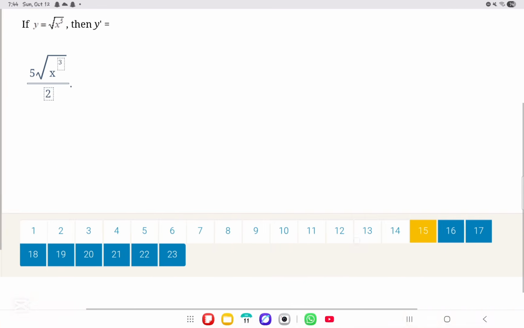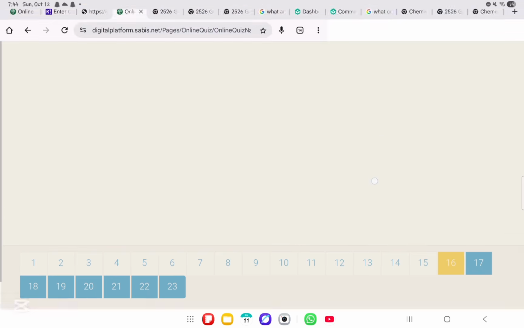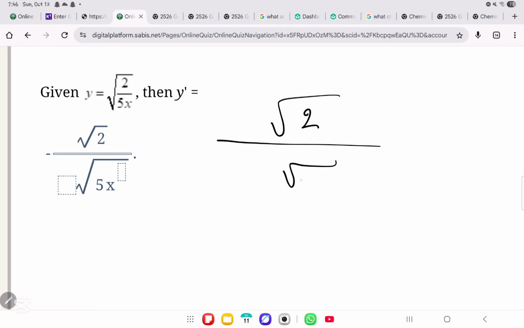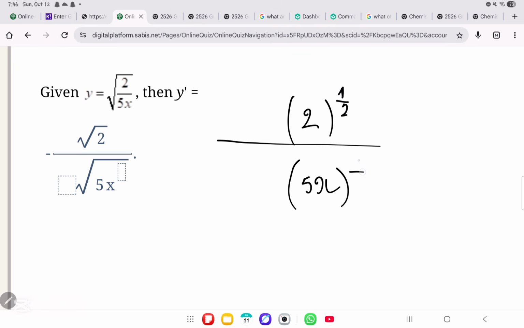We move on to question number 16. What does it say in question number 16? Perfect. Let's zoom in. It says the radical 2 over 5x, and they want to find the derivative of this. Usually, I'd prefer to split the radical up and down. So radical 2 over radical 5x. Now, I don't like to see the radical, so I will put it to the power of half instead.